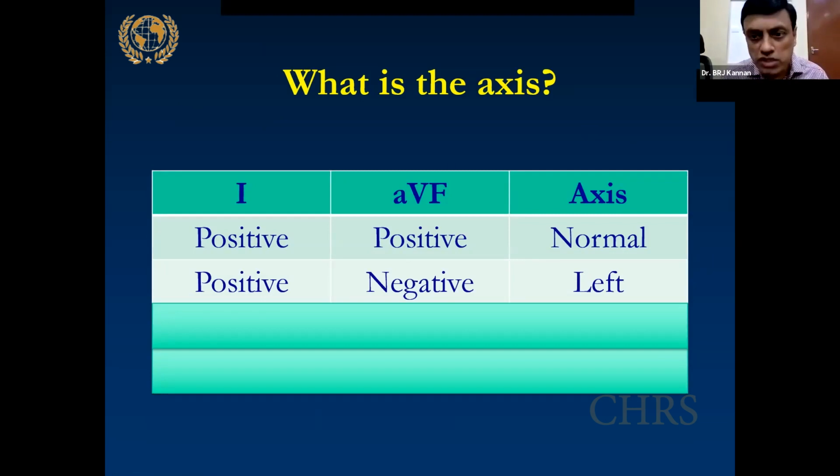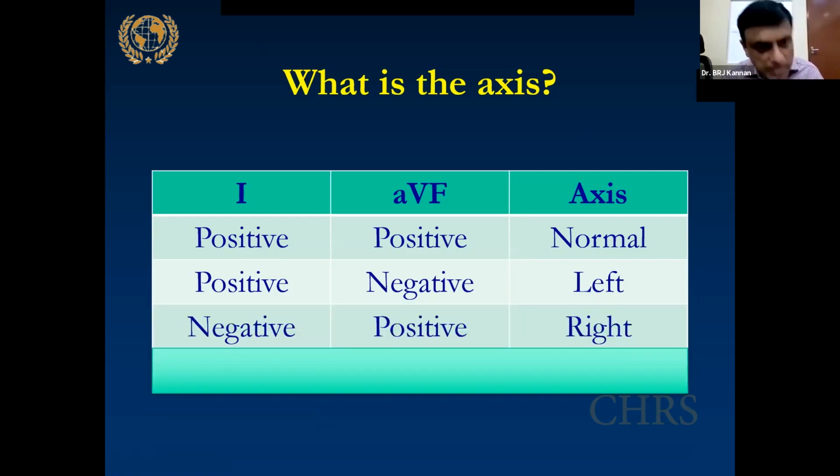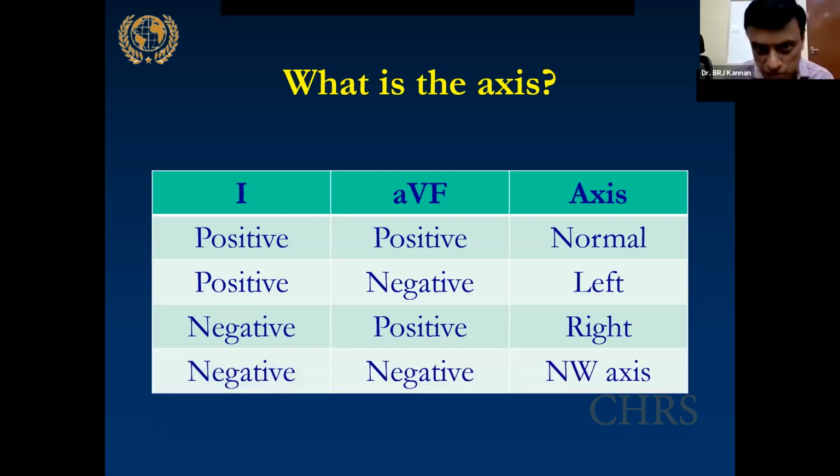If both are positive, it is normal. Now in the second example, lead 1 is positive. That is, my left hand is up, my right hand is down. So lead 1 is positive, AVF is negative, it's left axis deviation. Suppose my left hand is negative, that is lead 1 is negative, AVF is positive, it is right axis deviation. So it's very simple to remember. Remember left hand lead 1, right hand AVF. If both are positive, it's normal. If one is negative and one is positive, whichever is positive is that axis. My left hand is positive, it is left axis. My right hand is positive, it is right axis. If both are negative, it is northwest axis.